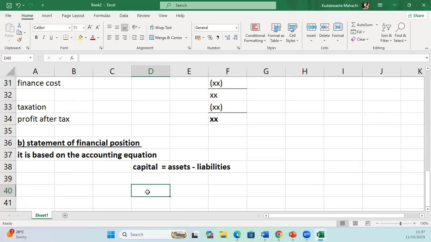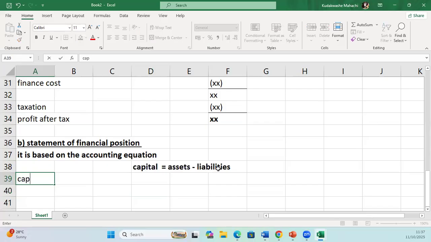The capital is equal to assets minus liabilities. So if we are preparing the balance sheet and we rearrange this, if we say capital, let's take liabilities to the other side: capital plus liabilities should be equal to our assets. So that's what we want to prove.